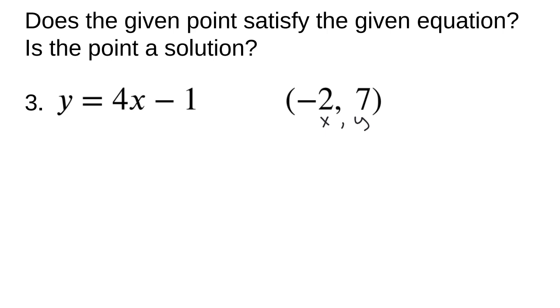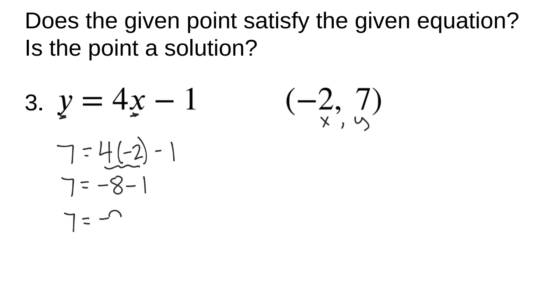So I am going to put that x and y value back over here in the equation where I see x and y. The y is 7. The x is -2. Remember when we say 4x, that means multiply, so 4 times -2. And let's simplify and see what happens. 7 over here I can't do anything with, but I'm going to go ahead and multiply these. That'll be -8 minus 1. And -8 minus 1 is -9. 7 does not equal -9. This is a false statement, which means this point is not a solution to this equation. In order for that to have been a solution, these would have had to come out to be equal.